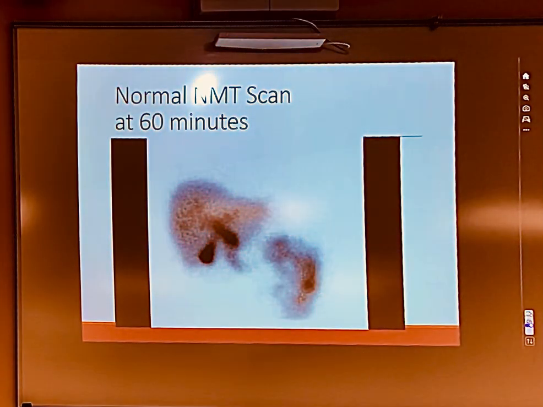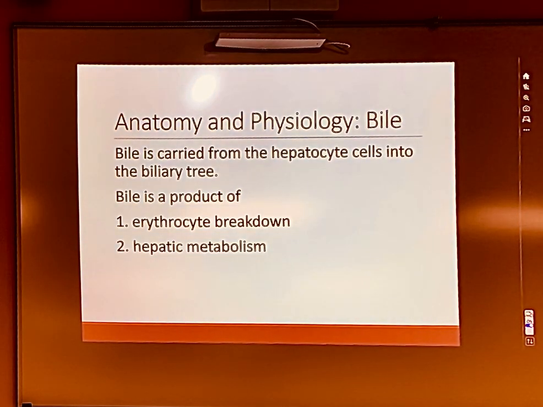That's normal. That's what you want your HIDA scan to look like. Okay? That's what they should look like, because it means the liver's doing its job, the hepatocytes are doing their job, they're processing that IDA agent and carrying it through the biliary tree. And that's what we want it to do. Bile is carried from the hepatocytes into the biliary tree. So we know what bile is made out of, right? But what is it a product of? It is a product of erythrocyte breakdown and hepatic metabolism.